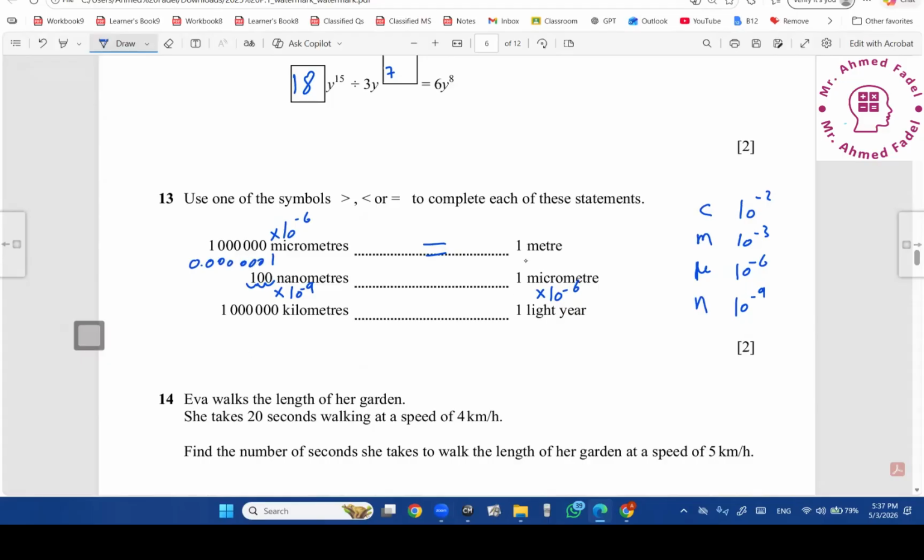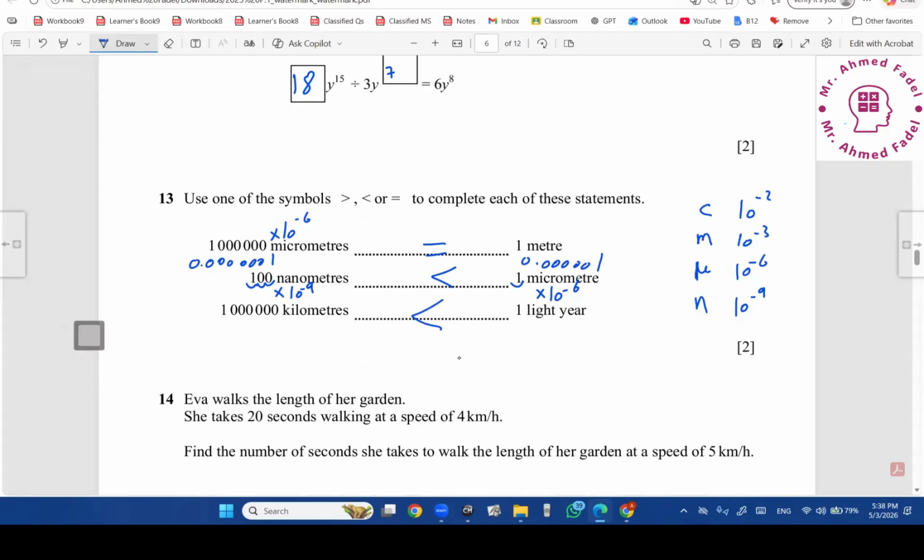While this one over here, you're going to move 1 digit and 5 more zeros. Which one is bigger? You're going to find out that this one is bigger. A light year definitely is greater than 1 million kilometers.